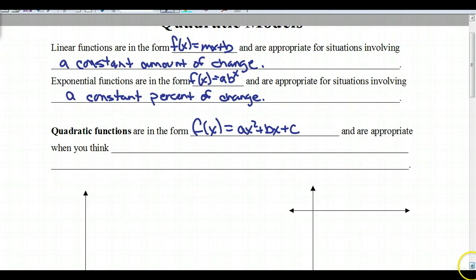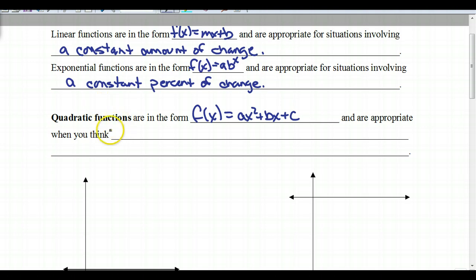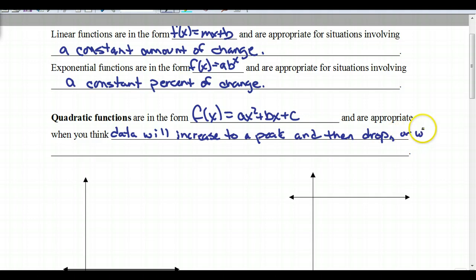Okay, so these are appropriate when you think data will increase to a peak and then drop. Okay? Or when the data will decrease to a low point and then come back.